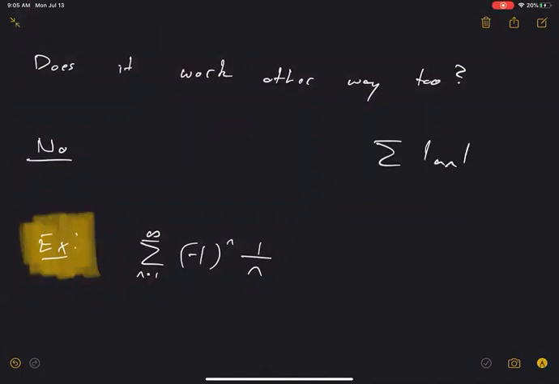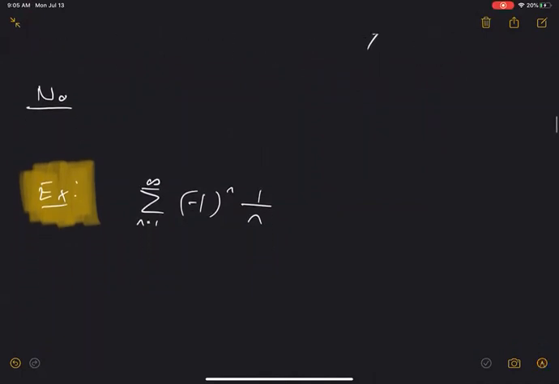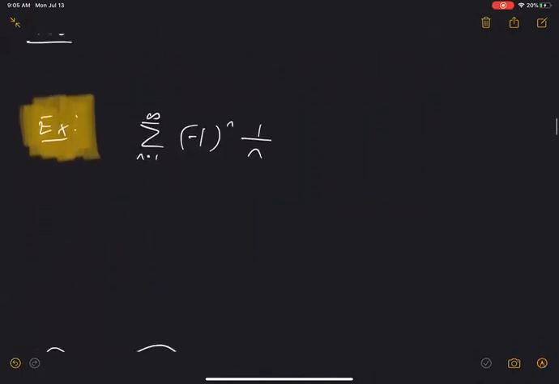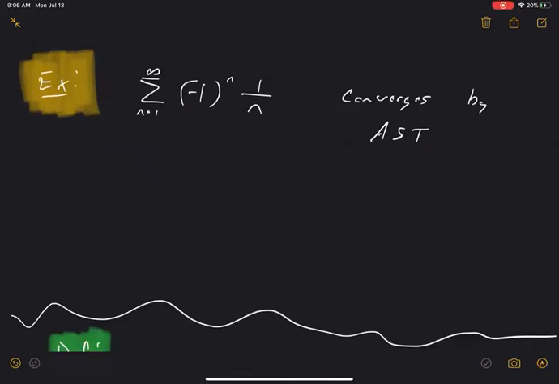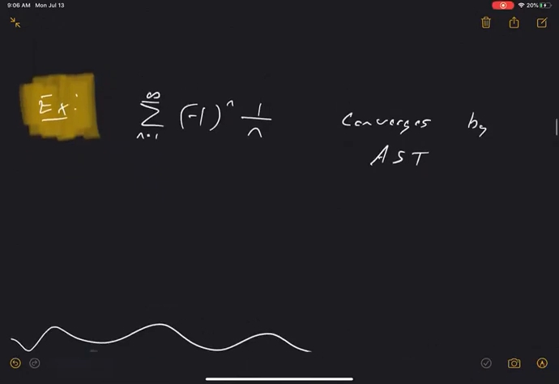The answer is no. And there's actually a really straightforward example that we've seen already. Think of the alternating harmonic series. We know that this converges. Why does it converge? It converges by the alternating series test. And if I was going to show this on a quiz or something, I've got to check my conditions. But hopefully it's familiar that this converges by the alternating series test.